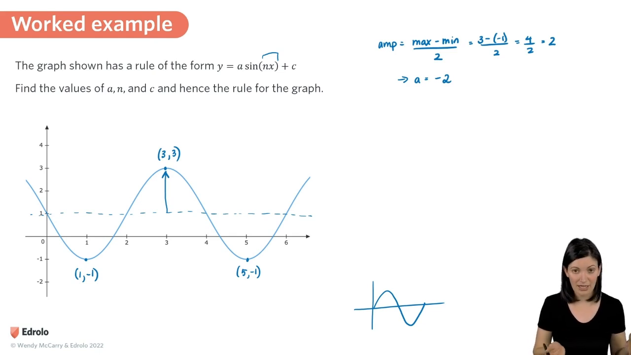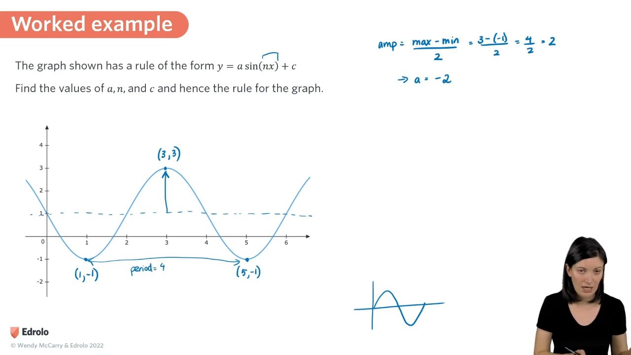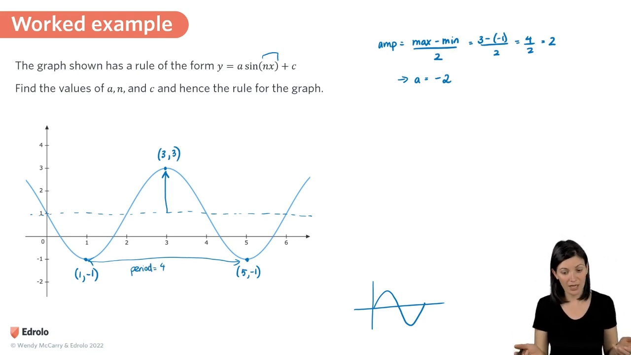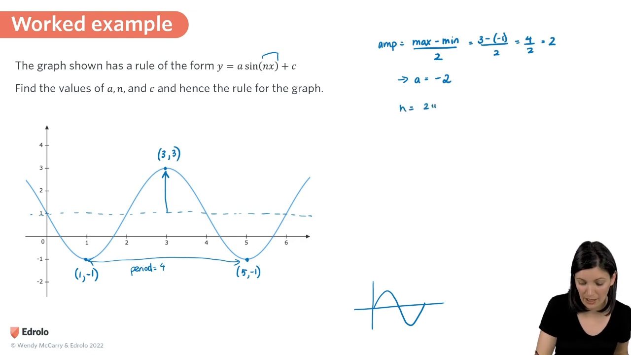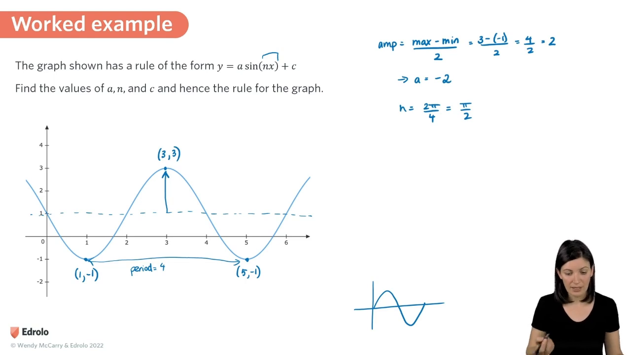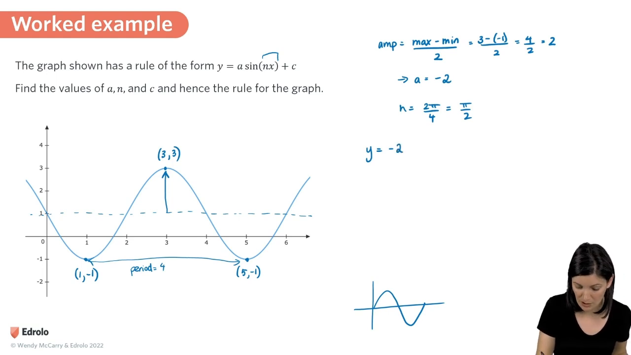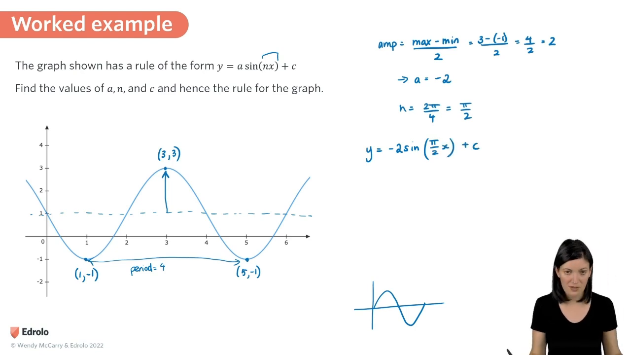The next thing I can have a look at is my period. The period of my graph, I can see here from one minimum point to the next minimum point, there's a difference of 4. From there to there is 4. So that's my period. And remember, that will help me to work out the value of n. So n is equal to 2 pi divided by my period, so 2 pi divided by 4. So n is pi on 2. Now let's fill in what I know so far. So I've got y is equal to a, which is -2, sine of pi on 2 x plus some value c.